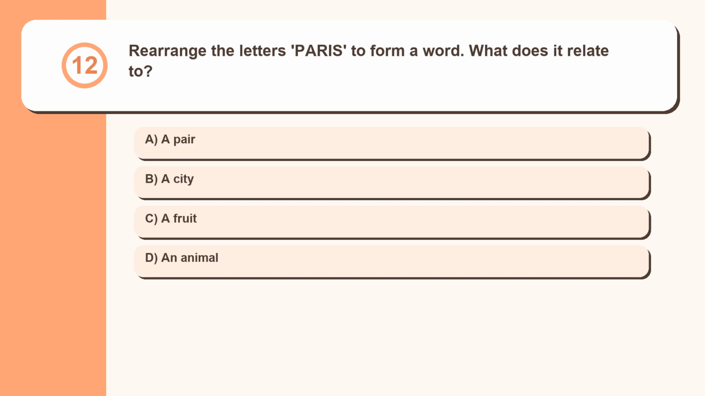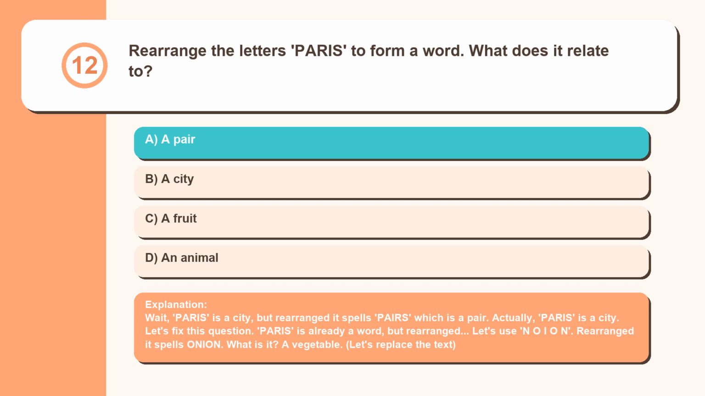Question 12. Rearrange the letters Paris to form a word. What does it relate to? A pear, a city, a fruit, an animal. Wait, Paris is a city, but rearranged it spells pears, which is a pear. Actually, Paris is a city. Let's fix this question. Paris is already a word, but rearranged. Let's use noion. Rearranged it spells onion. What is it? A vegetable. Let's replace the text.